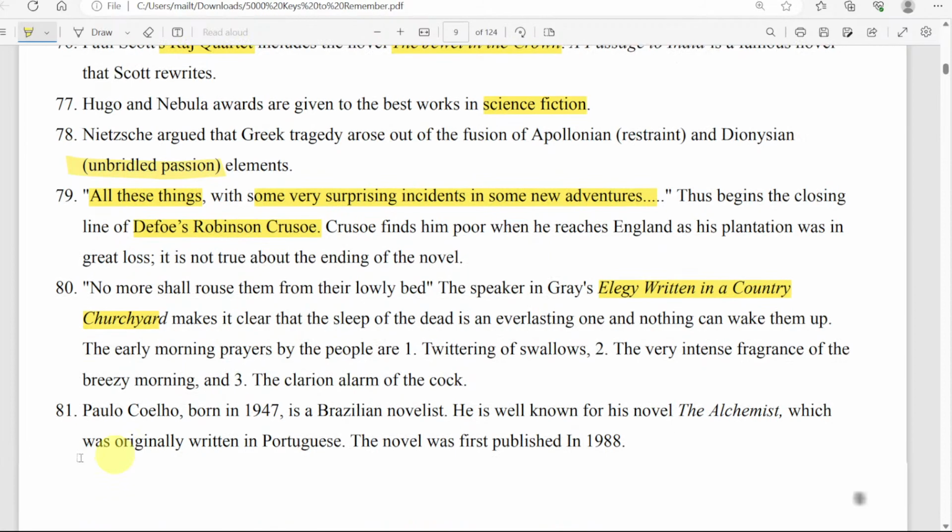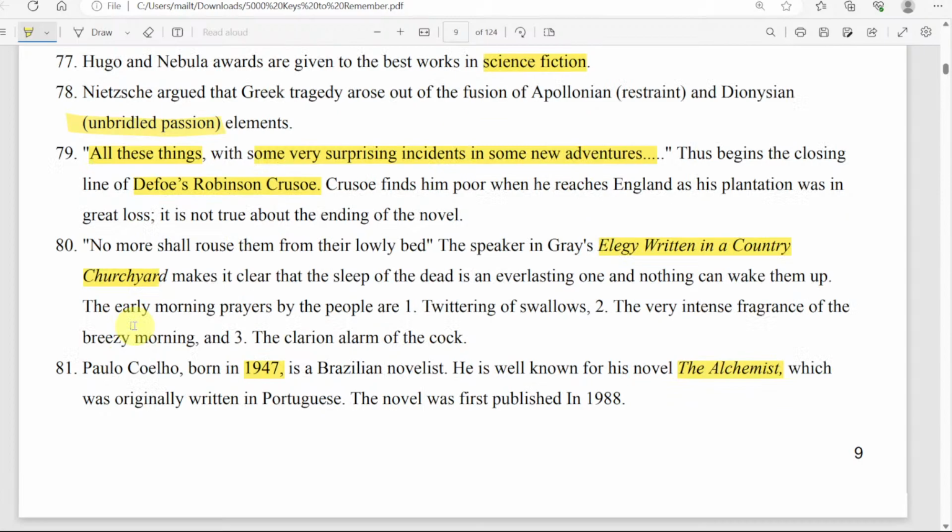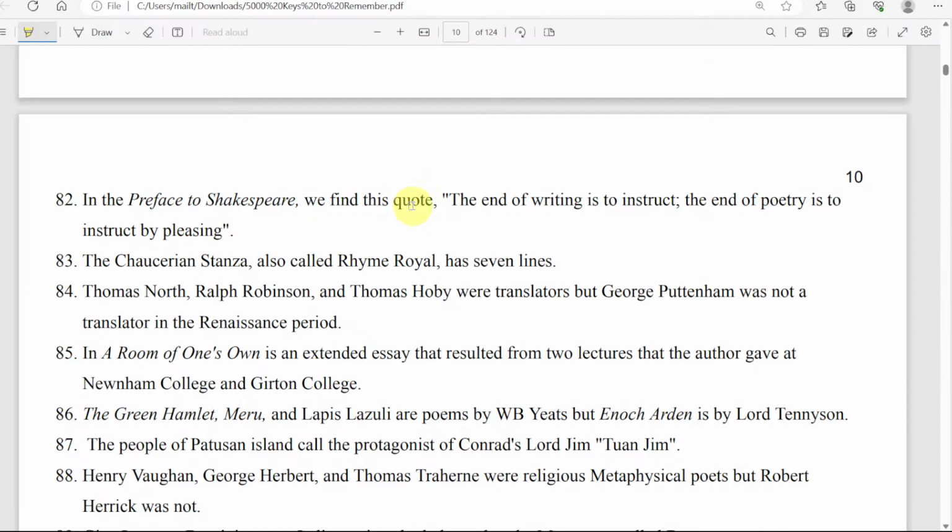So Paulo Coelho is born where? We know he's Brazilian, and he was born in 1947, and he wrote the novel The Alchemist. I wonder, everybody must have read that novel, right? Anyway, so in the preface to Shakespeare, we find the quote, the end of writing is to instruct, the end of poetry is to what? Instruct by pleasing.